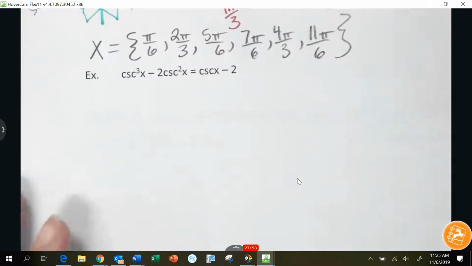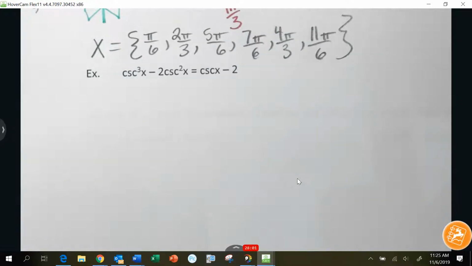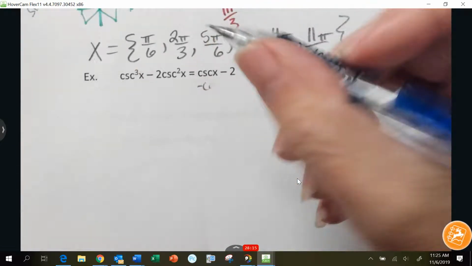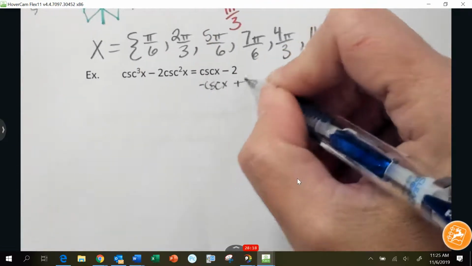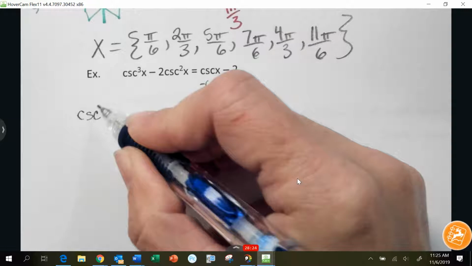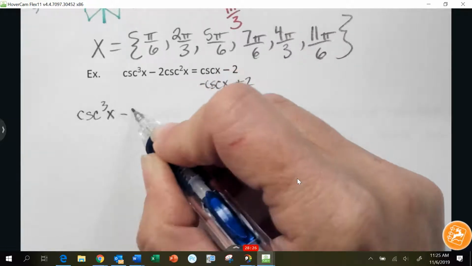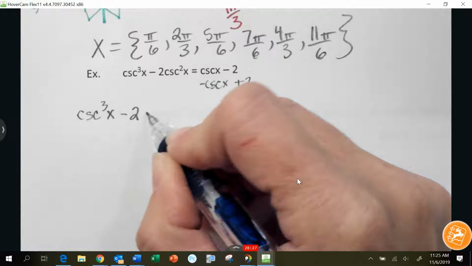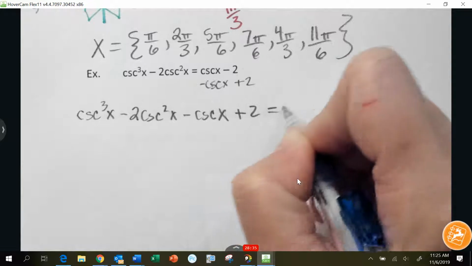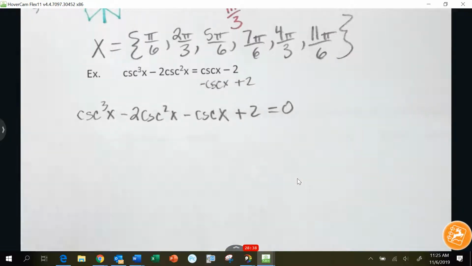I'm going to call on people. Luciana, what should I do first? Cosecant. Oops, I just wrote cos. So we're going to subtract cosecant x, and we're going to add 2 at the same time to both sides. So we've got cosecant cubed x minus 2 cosecant squared x minus cosecant x plus 2 equals 0. So we need to say equals 0 in order to use factoring.